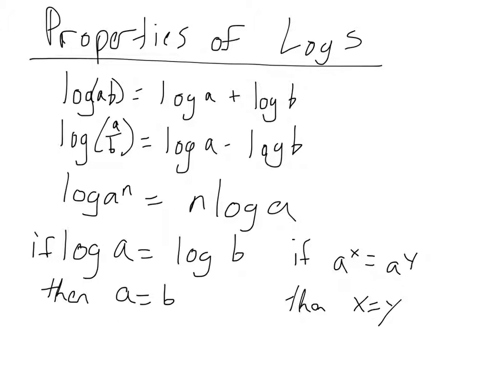If you have log, it's the same base, that's key, of a equals log, same base, of b, then a must equal b. So these are all properties that we can use to help solve logarithmic and exponential equations. So let's look at a couple examples here. So for instance, if I have log of 7x minus 12 is equal to 2 log x.